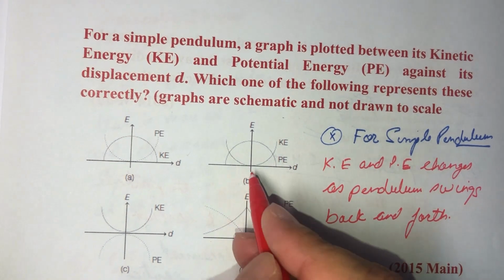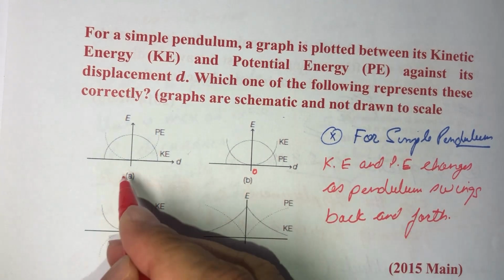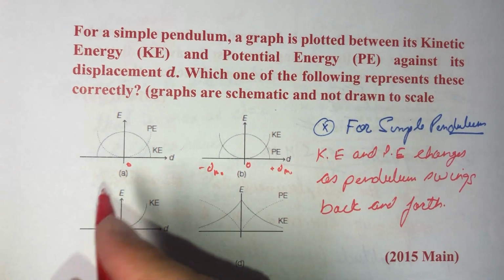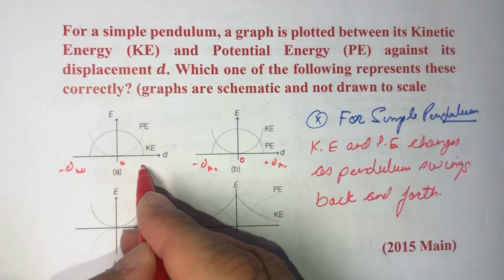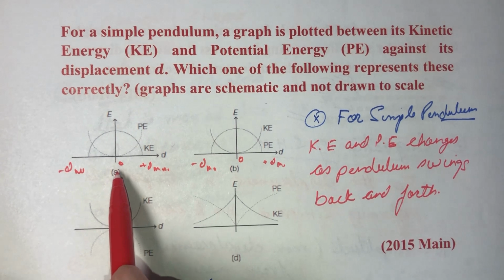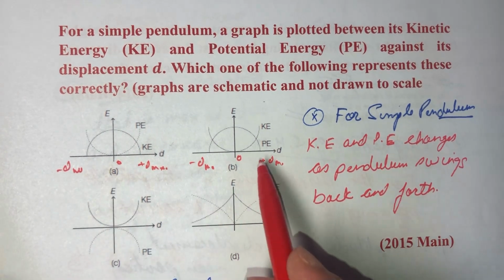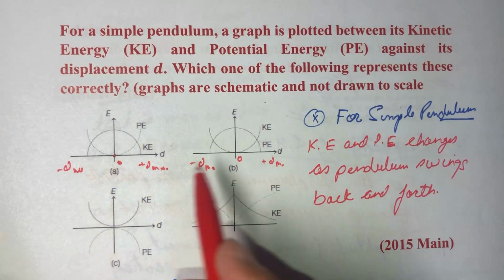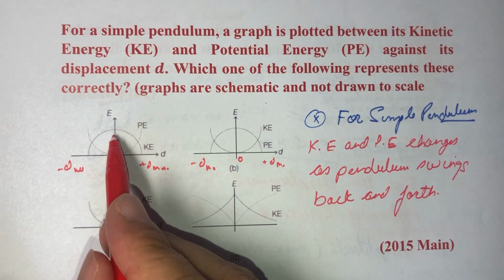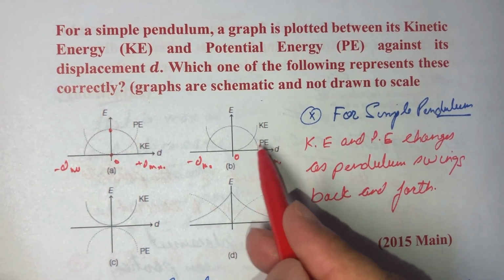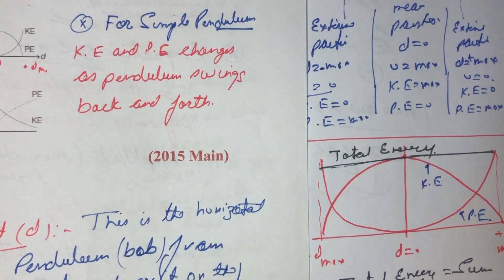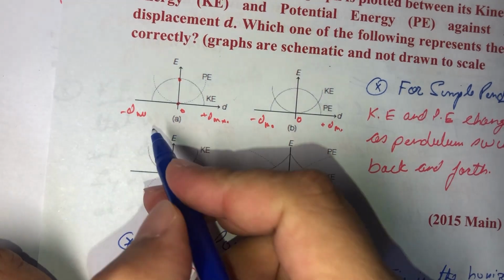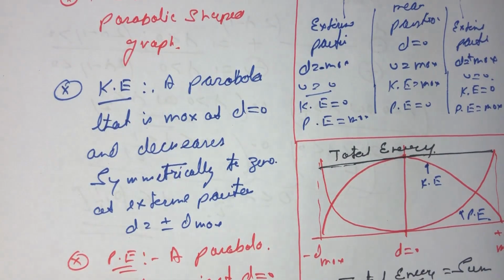Okay. So this is the mean position. So this is 0, here also 0, this is our minus d max, this is our plus d max, and once again here will be minus d max, and here will be plus d max. So at mean position, potential energy should be 0. So we can see that at the mean position, this is the graph of potential energy, which is 0, and at the mean position the kinetic energy should be maximum, which is the maximum value. So option A is our correct one.